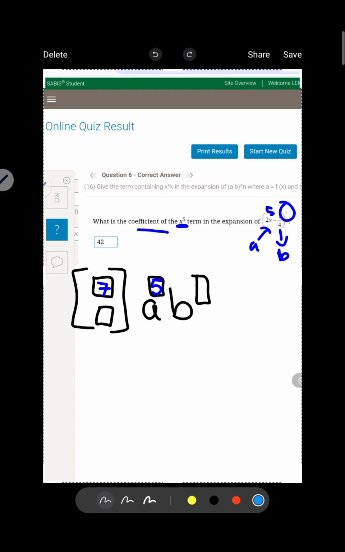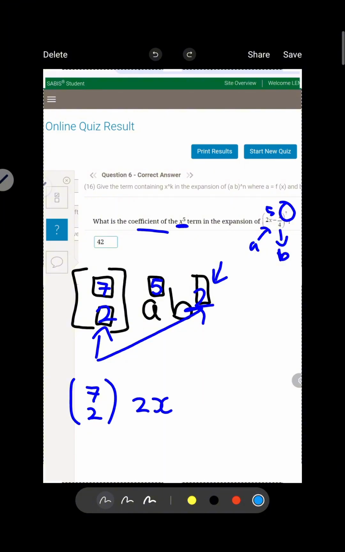So, what's 7 minus 5? It's 2. So, this is going to be 2. Now, what's in this number? The same as what we have here is here. Okay? Now, we have to put it in an equation. We said 7, 2, a is 2x to the power of 5, and negative 1 over 4 to the power of 2.